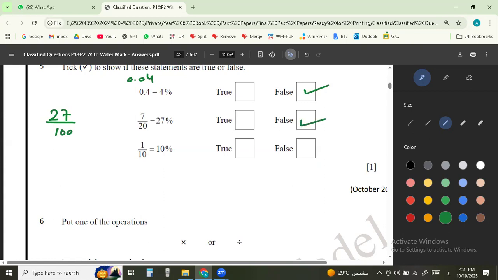10% is 1 over 10. True. However, mister, it is 10 out of 100. Yes, 10 out of 100. So I agree with this one. 10 out of 100, which is equal to what? 1 over 10. Divided by 10, divided by 10. 1 over 10. So it is correct.